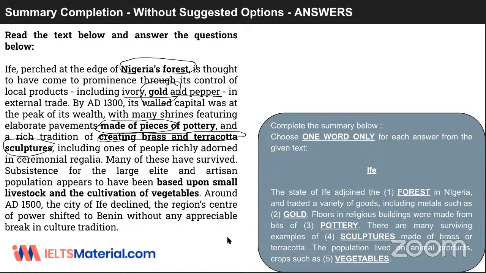And at the end, you have lived on animal products. So when they talk about animal products, then it is called small livestock. Livestock is animal products. And the second one is the cultivation of vegetables. Okay, so you have two items here where the population was based upon small livestock and the cultivation of vegetables, and that is what is considered here. So in this manner, if you see, the complete way of writing has been changed.